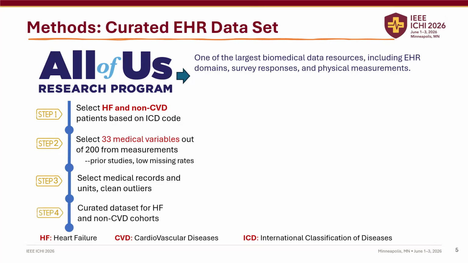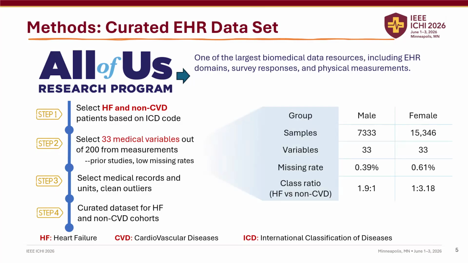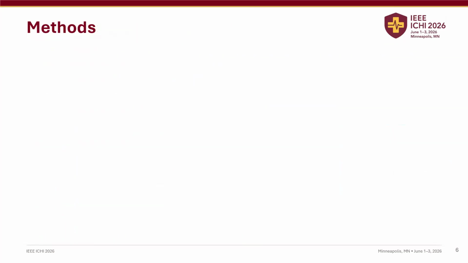Finally, we get two cohorts. The male group has more than 7,000 patients with 33 features. The female dataset has around 15,000 patients. And for both of the datasets, the missing rate is lower than 1%.